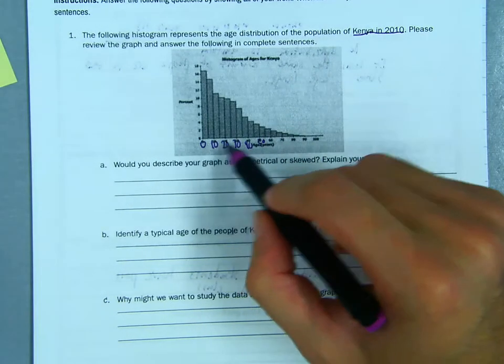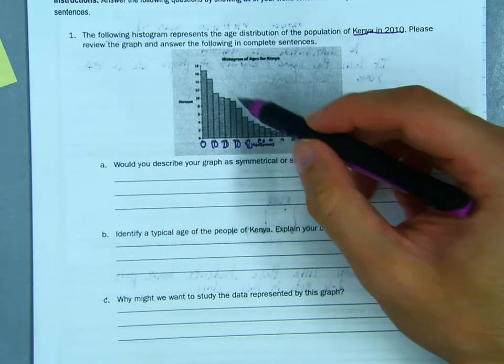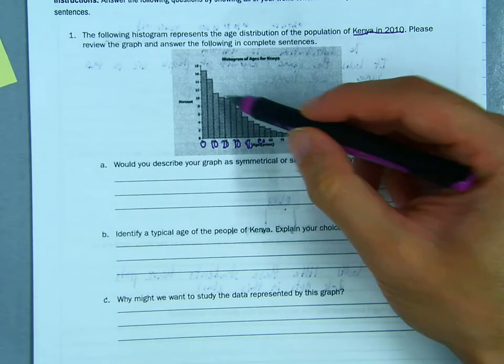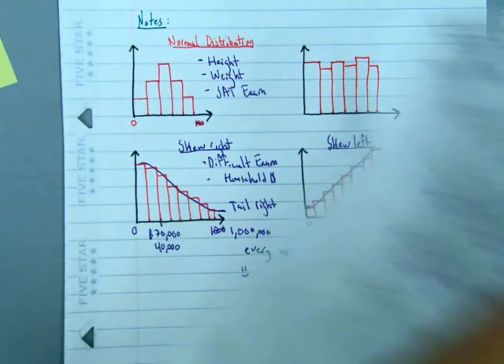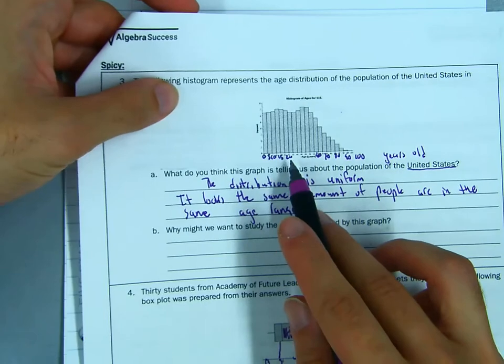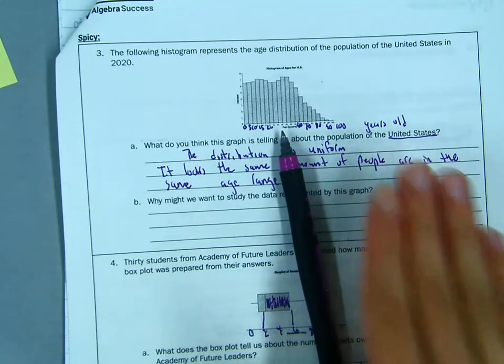So notice that this is talking about age distribution in Kenya. And this is very interesting compared to what you saw for the age distribution in the United States. Okay, I'll see you in class.